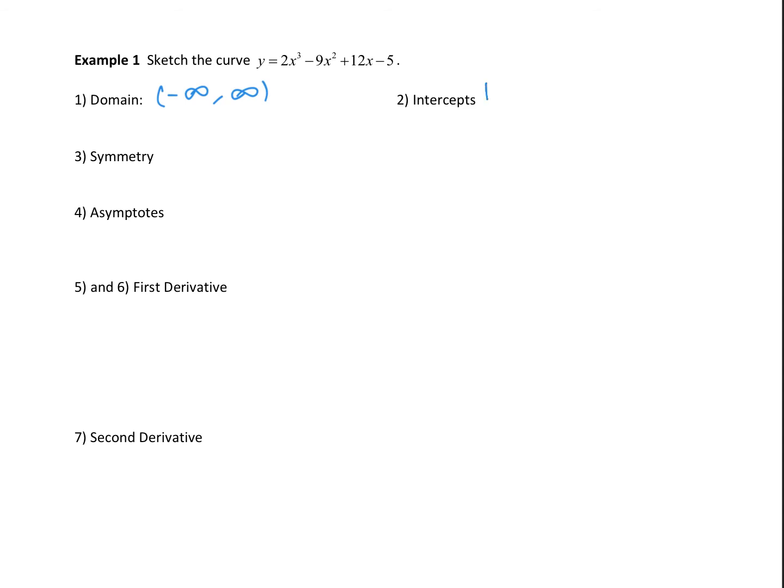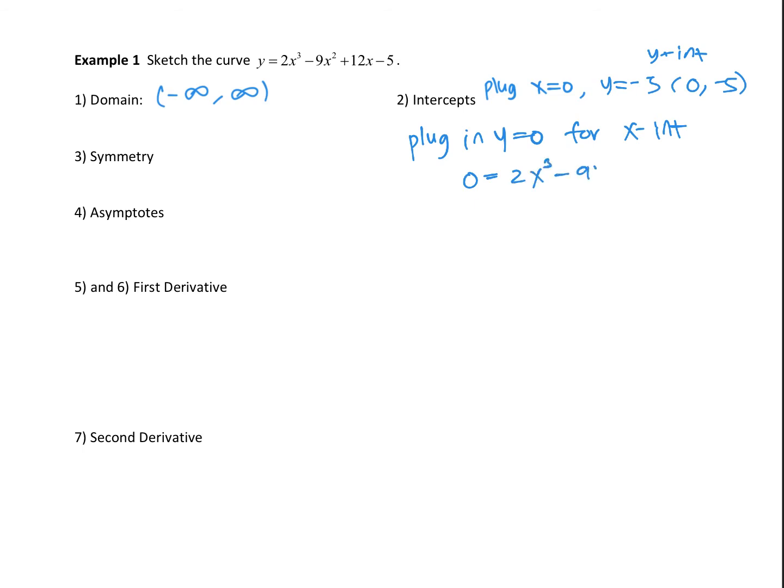Intercepts: plug in x equal to 0 for the y-intercept. If you plug in 0 here, you get 0, 0, 0, negative 5. So y is equal to negative 5. So (0, negative 5) is the y-intercept. For the x-intercept, you plug in y equal to 0: 0 is equal to 2x cubed minus 9x squared plus 12x minus 5. Generally speaking, we do not know how to solve this. It's hard to solve a cubic polynomial.